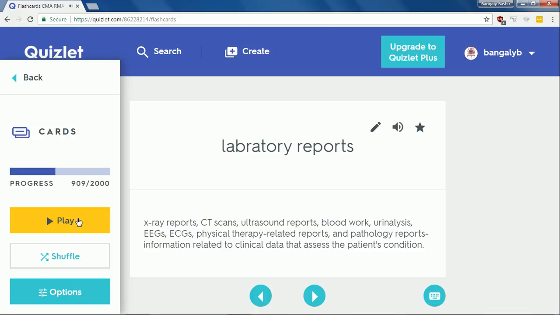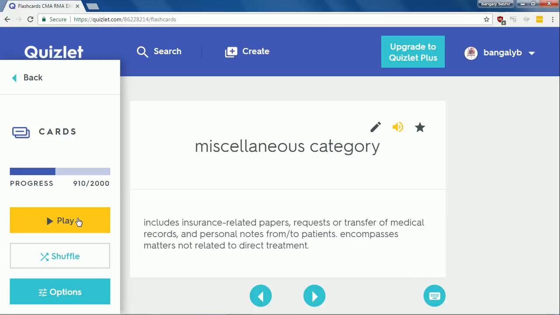Laboratory reports: X-ray reports, CT scans, ultrasound reports, blood work, urinalysis, EEGs, ECGs, physical therapy-related reports, and pathology reports. Information related to clinical data that assess the patient's condition. Miscellaneous category includes insurance-related papers, requests or transfer of medical records, and personal notes from or to patients. Encompasses matters not related to direct treatment.